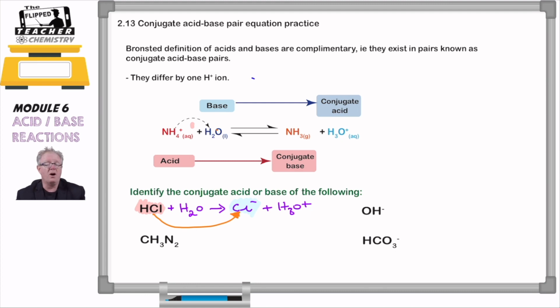So here we have a hydroxide ion. Now that can't donate a H plus. It can only accept the H plus, so therefore this is going to be the base. And when it accepts a H plus, it's going to form water. So that's going to be the conjugate acid. Remember, conjugate acid-base pairs only differ by a H plus ion.